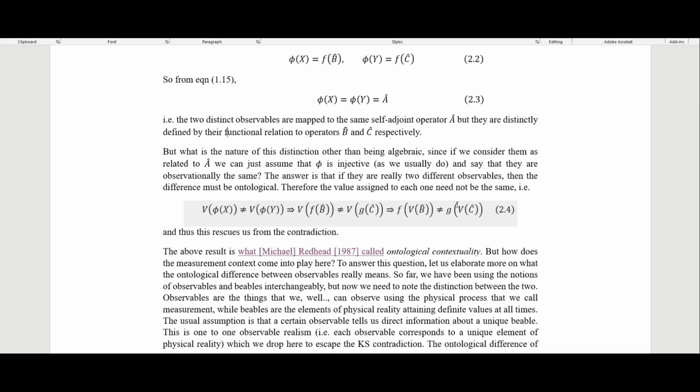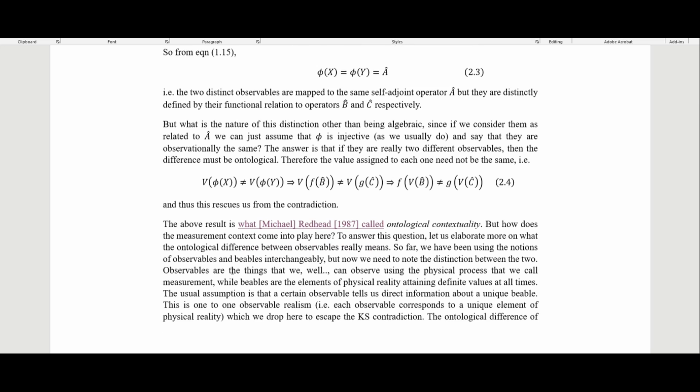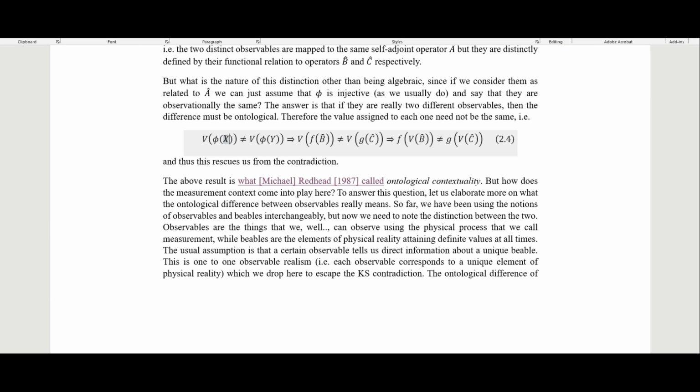Therefore, the value assigned to each one need not be the same. And so we're saying that with these two non-commuting observables here, their eigenvalues are not equal to each other. If they are not equal to each other, then the mappings of the eigenvalues are not equal to each other either. And this rescues us from the contradiction. So this above result is what this author here in 1987, Michael Redhead, called ontological contextuality.